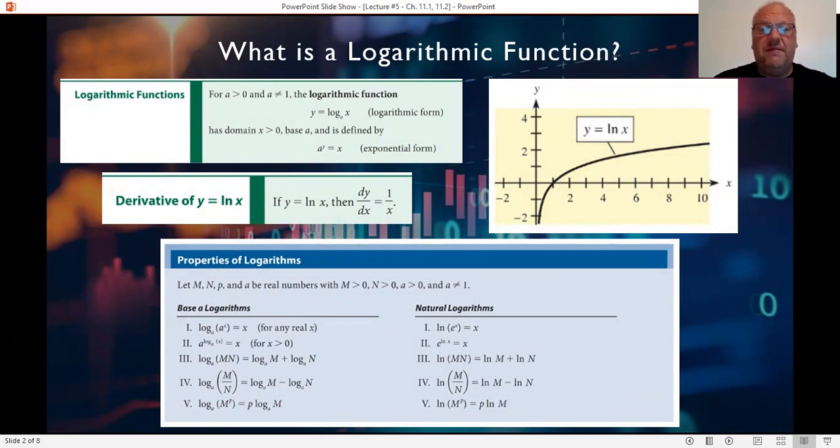So before we start talking about derivatives of logs, I'd like to explain the connection between logarithms and exponents and how you can use one to get the other and vice versa. Starting with the general concept of y equals log base a of x. Okay, this is something that we like to call logarithmic form.